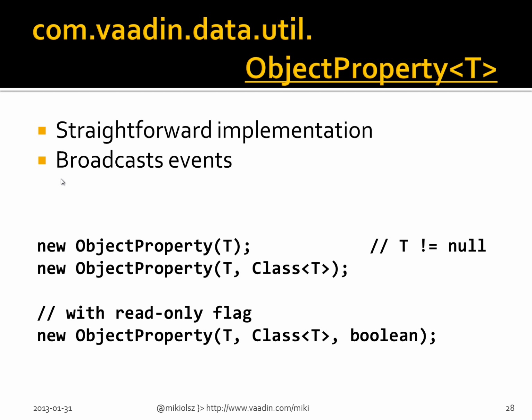If you go to the property level, then we have object property, which is a straightforward or reference implementation of the property interface that broadcasts all events. And it is, of course, generic over a type. If you are building a custom item or a custom container, then there is no need for you to implement property interface. Usually, you can just safely use object property.